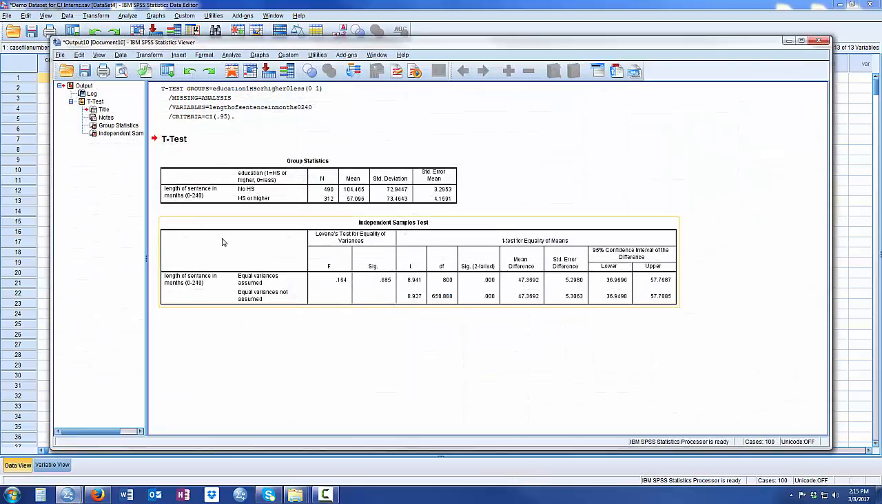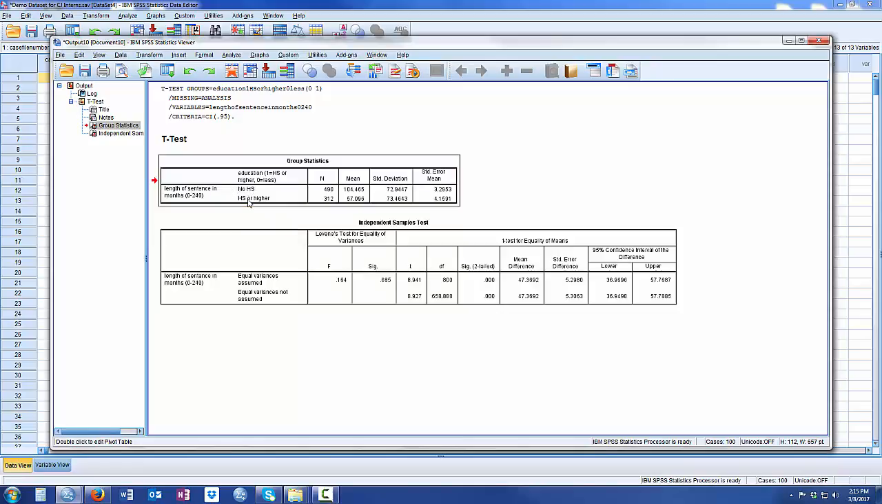Now I'm going to hit OK, and SPSS is going to give us a very meaningful means comparison table. This is how you interpret a means comparison table. Right here, for everyone who did not have a high school diploma, their average length of sentence was 104 months. For everyone who had a high school diploma or higher, their average length of sentence was 57 months. This difference in means is quite large, almost 50 months. It's almost 4 years. So it certainly seems as though our variable of education makes a difference in sentence length.